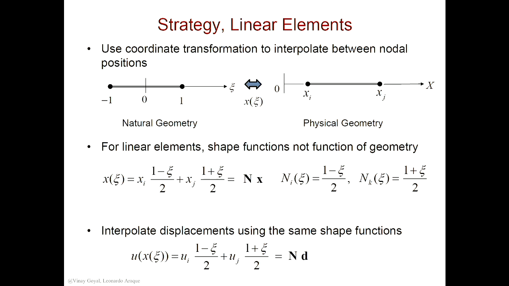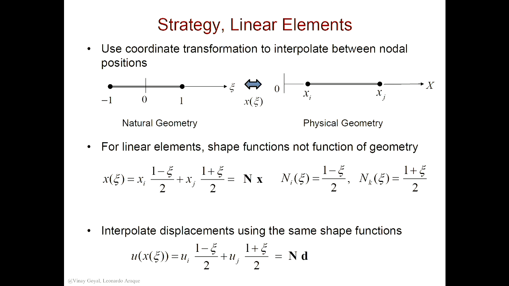Now the shape functions would be (1 minus c) divided by 2 and (1 plus c) divided by 2. And guess what I'm going to do for my displacements, which is what I'm interested in? I'm going to interpolate them using the same shape functions. So then I have ui times shape function 1 plus uj times shape function 2.